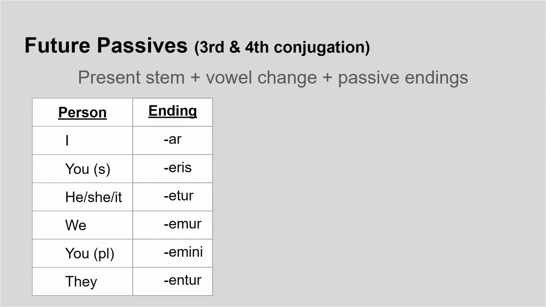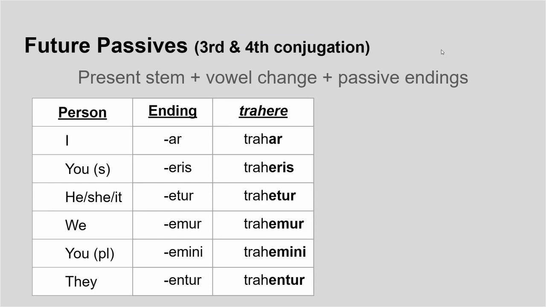So you just got to be aware that the first person future, third and fourth conjugation is -ar, and then all the others follow that e pattern. So for example, trahere: I get trahar, traheris, trahetur, trahemur, trahemini, and trahentur. So I'm using my present stem, and then I get that vowel change, and then just my usual passive endings.